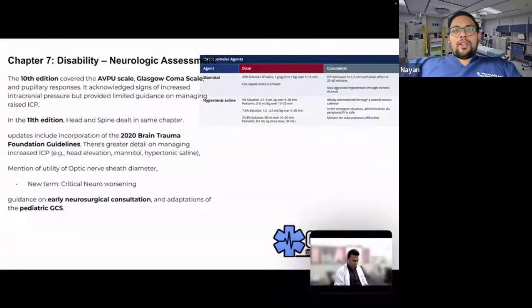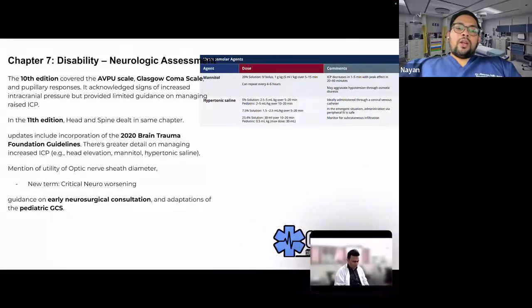Here the same thing, but they have added spine trauma in the same chapter as the disability, and head and spine both are simultaneously dealt with, because people have forgotten the importance of spine trauma, and maybe they felt that spine trauma is being missed quite often because it's not given emphasis equal to head trauma. So that's why they have made both of them in the same chapter.